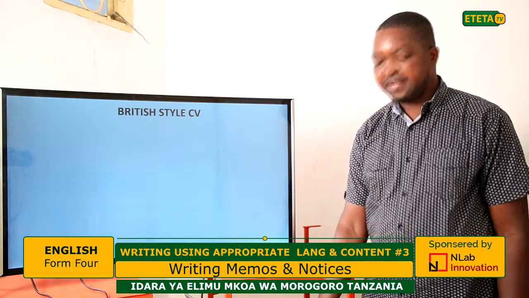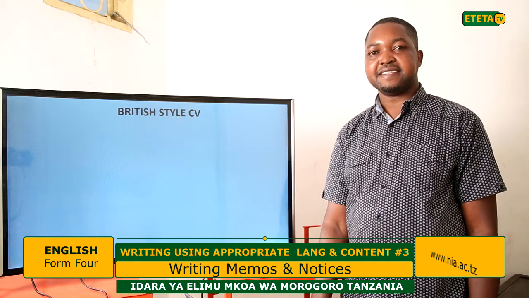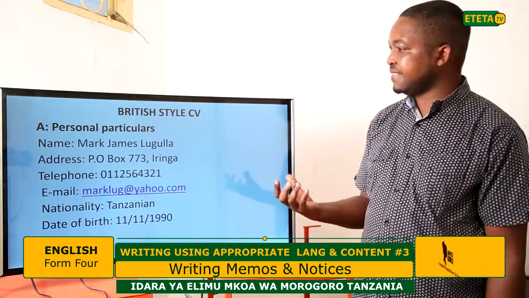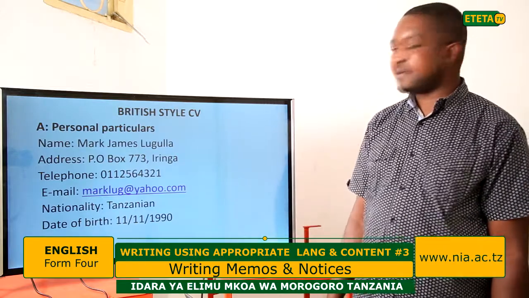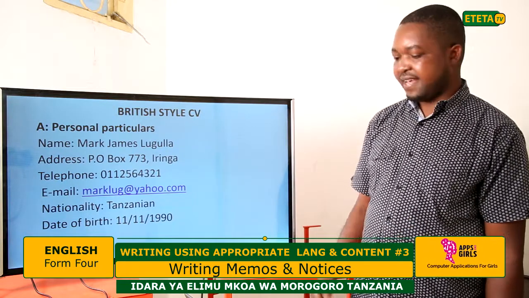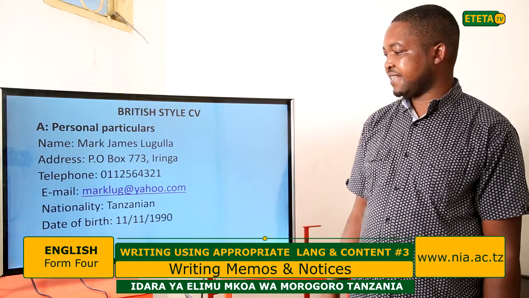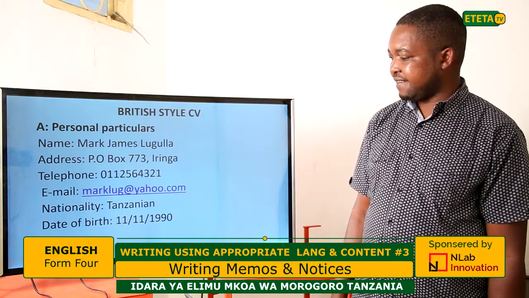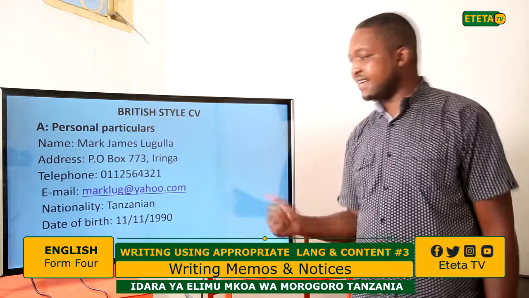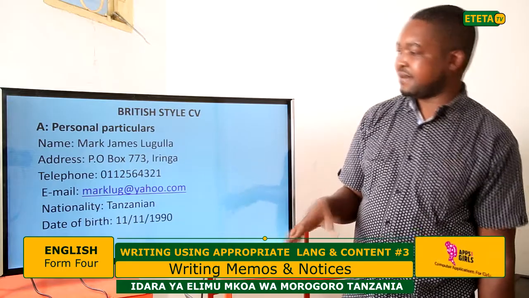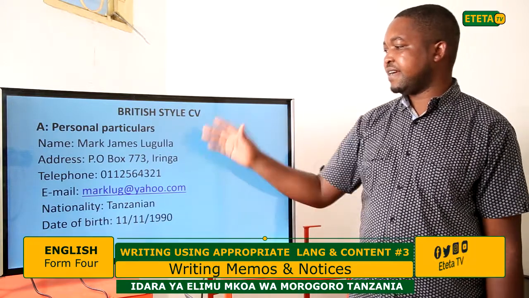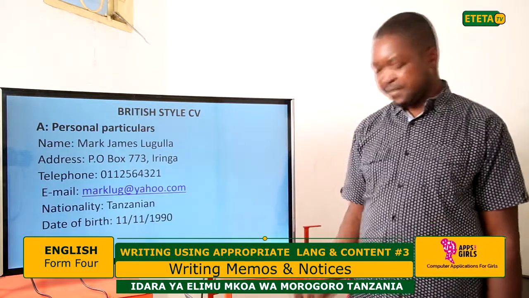Let us now proceed. The second type of CV is the British style CV. It starts with the personal particulars. As you can see, we have name, Mark James Lugula, address, P.O. Box 773 Iringa. We have the telephone number, the email, and then the nationality, Tanzanian, for example, and date of birth, 11th of November 1990. And you can have some other details like marital status, married or not married, and even religion, whether Christian or Muslim. But the most important components are your name, the address, the telephone number, the email, nationality and date of birth. These are very, very important.